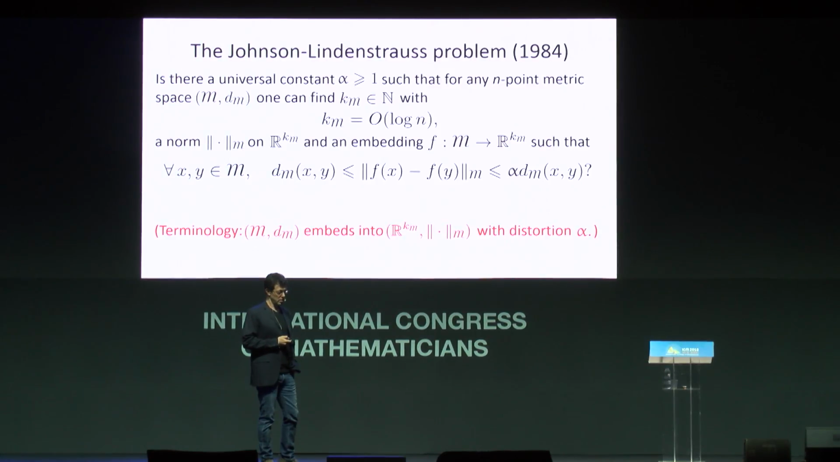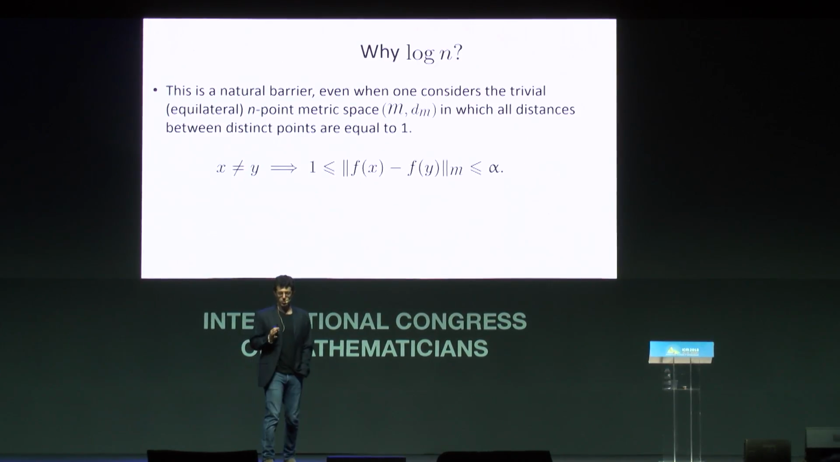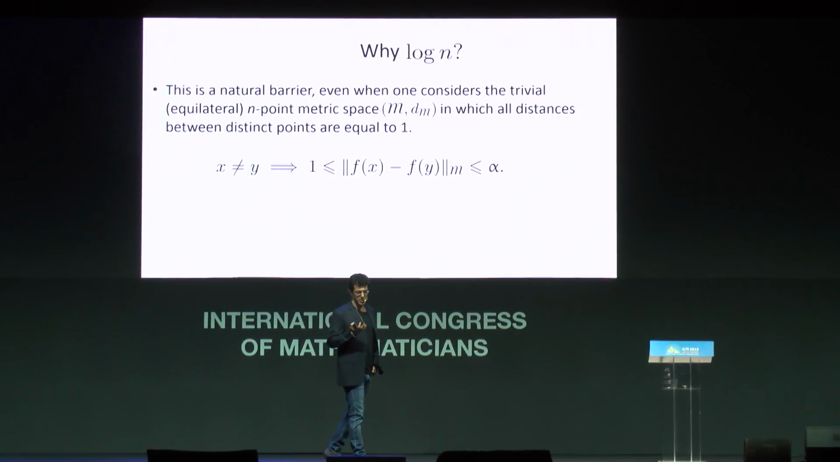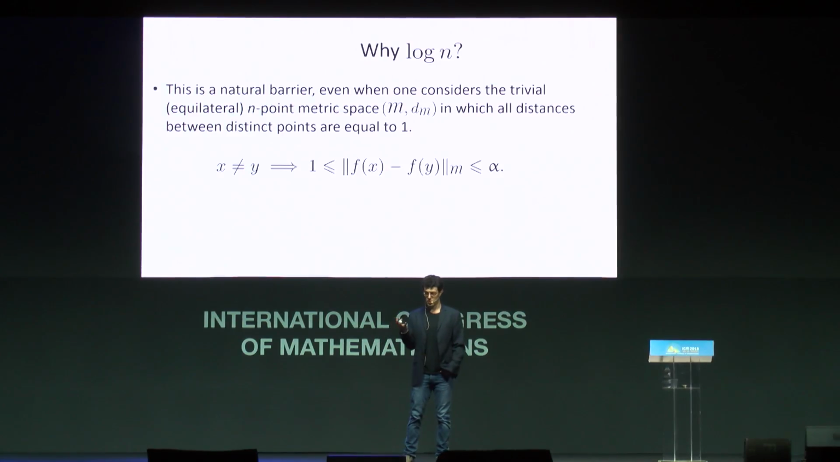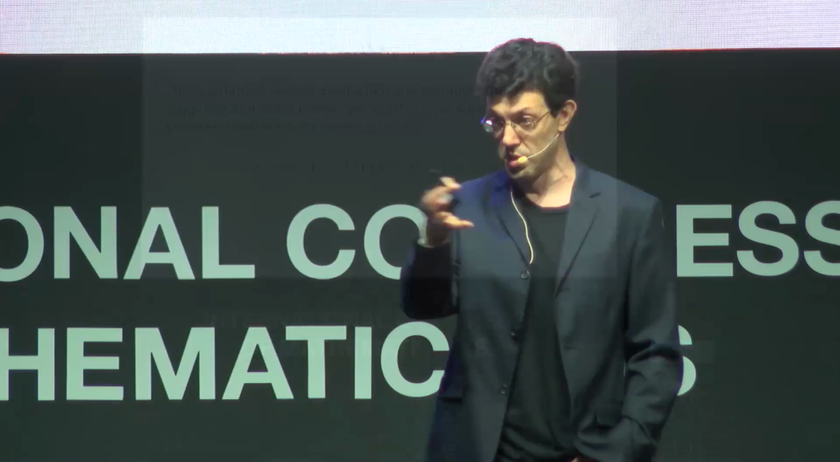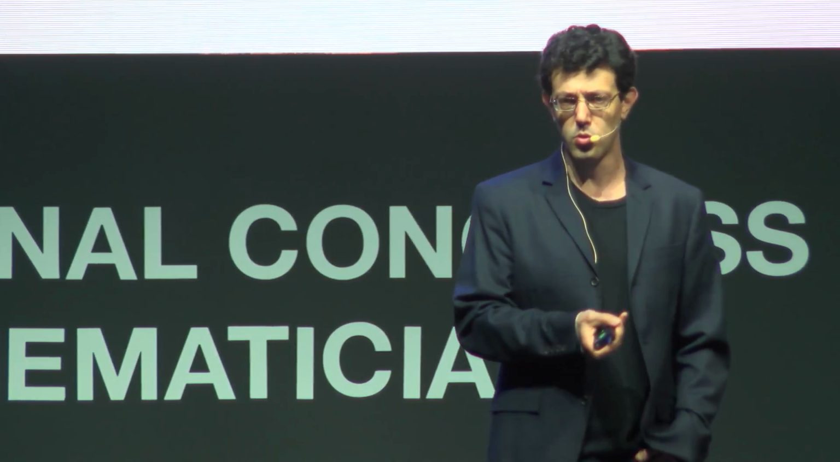So let's say a few words about where this log is coming from. Log n is really the best you can hope for. This is the most optimistic conjecture, and it is in essence because this is the amount of information contained even in trivial metric spaces. If you start with a trivial metric space where the distance between any 2 distinct points is 1, then the requirement is to come up with some norm such that in the image the distance between any 2 points is between 1 and alpha, and then this is a very simple picture.